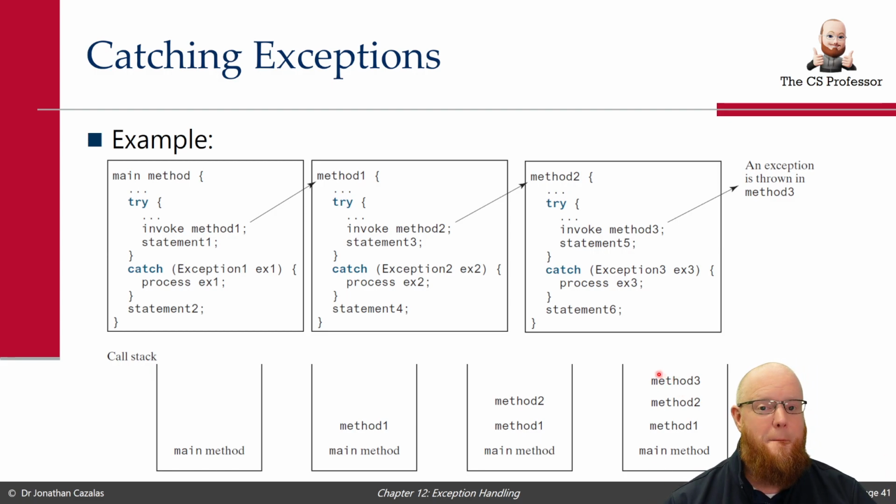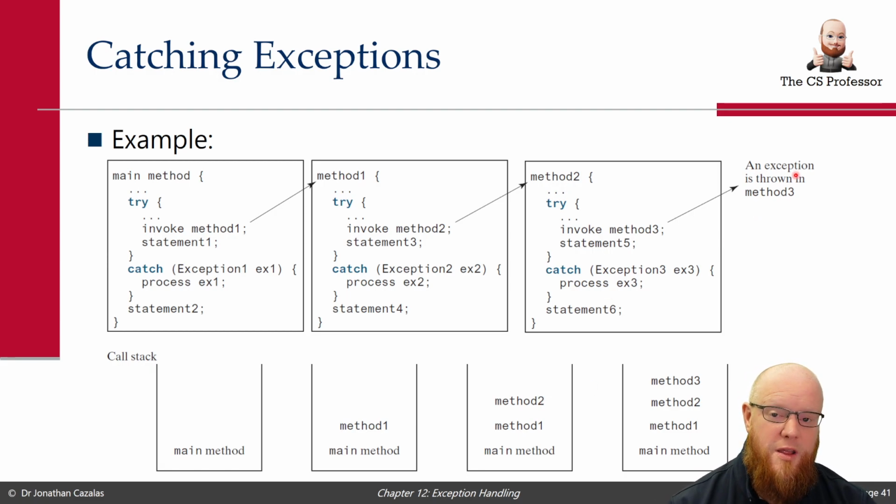Well, guess what? Method 3 just caused an exception, and that exception is going to get thrown. Where does it get thrown back to? Well, method 3 gets aborted, and it gets thrown back to the method at the top of the call stack, which is method 2. So here we're going to go through many different examples of what kind of exception could have been thrown more generically.